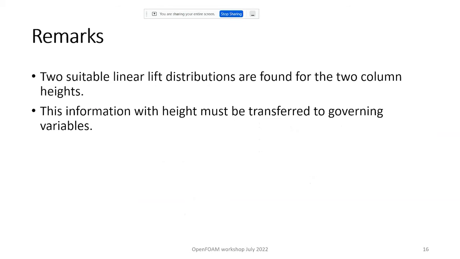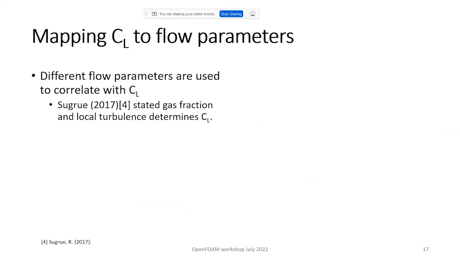So we found two really good lift distributions. Now we just transfer them to different governing variables. So what variables do we pick? We have to look around, and I found a thesis by Subburaj stating that gas fraction and local turbulence determine CL.